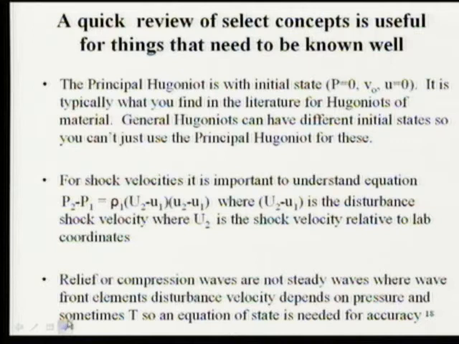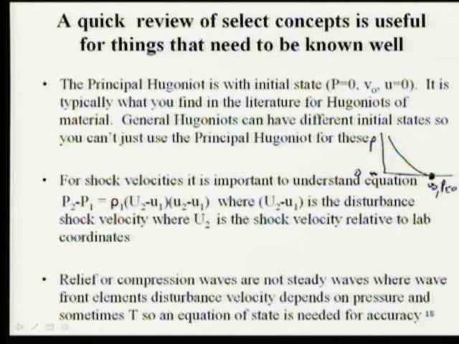is a unique Hugoniot. It's the one where, if it's a PV, it's the one that starts at V naught, P naught equals zero. V naught and P naught, or P equals zero, starts at this point on the graph, where this would be zero pressure.